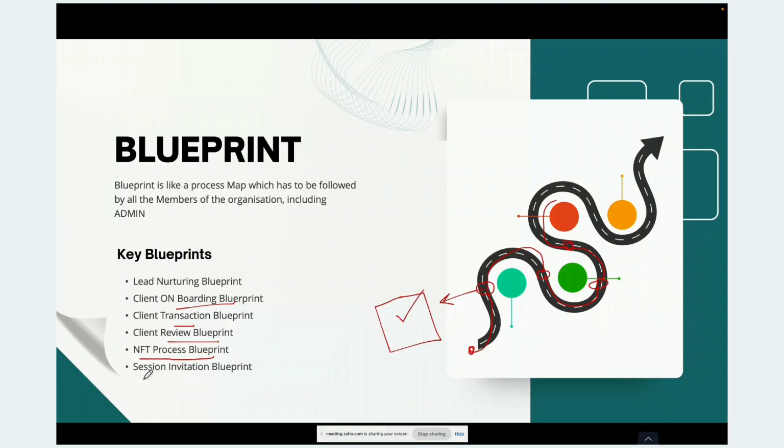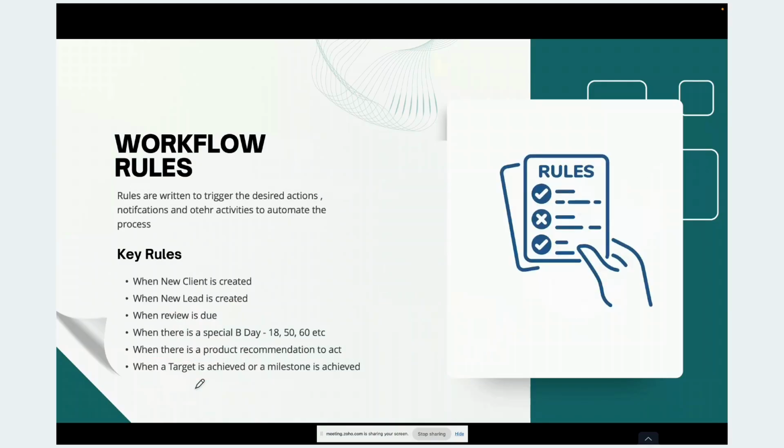And then there are people who do a lot of sessions also, webinars, seminars. So there has to be a blueprint that, okay, invitation given, invitation accepted, session attended, session feedback positive, follow up for lead, session feedback negative, put in junk, XYZ. So these are the blueprints. And when it comes to workflow rules, we have a lot of rules which have to be triggered, and the desired action has to be done.